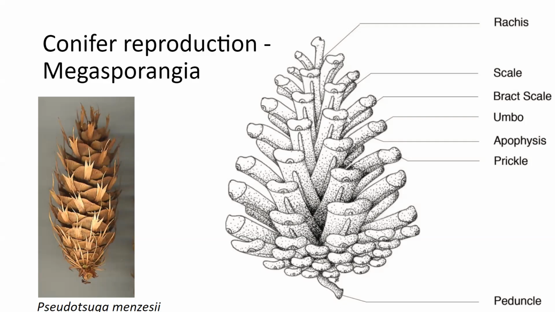And then the very end part of the cone scale is what we would call the apophysis. And that is tipped with an umbo, which is a little protrusion. And sometimes those are pointy. When the umbo is pointy, it's called a prickle. And then finally, at the very base of the cone, we have the peduncle, right? Which is the same term we use in angiosperms to describe the stem that attaches that cone or that fruit to the stem.